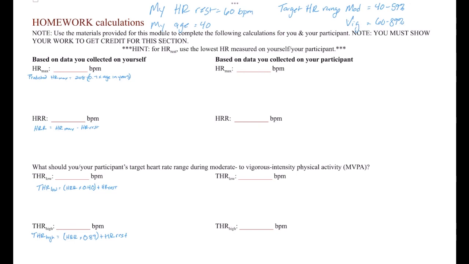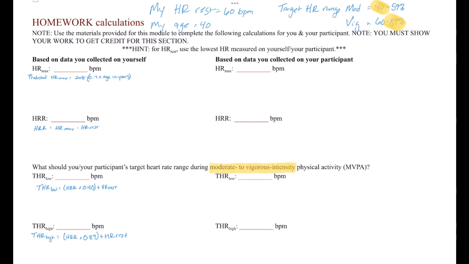You should also know that for moderate intensity exercise, your target heart rate range should be in the 40 to 59% range. And for vigorous intensity exercise, your target heart rate should be in the 60 to 89% range. For this particular example, we are looking at a target heart rate range for moderate to vigorous intensity exercise. So we're going to use the 40% value for the low and the 89% value when calculating the high end of the range.